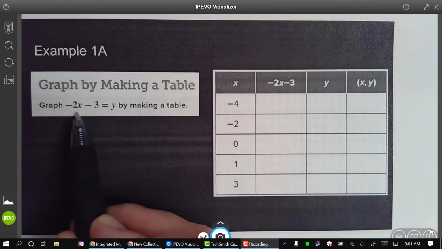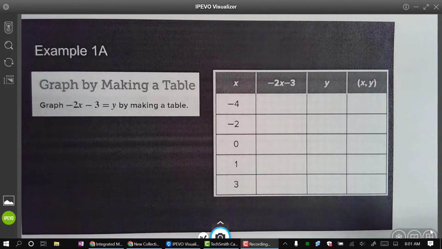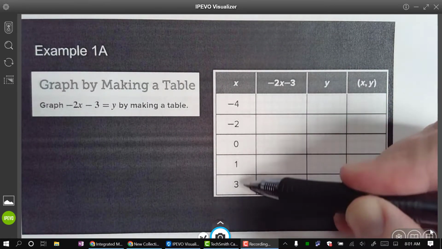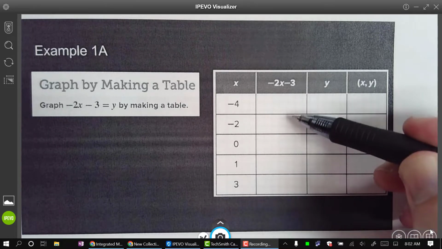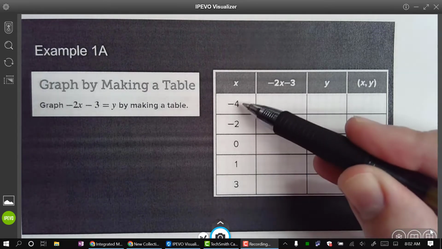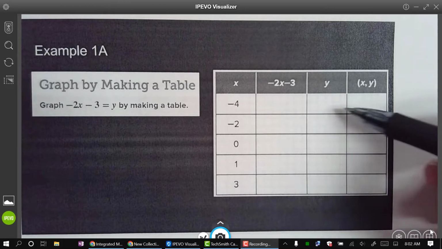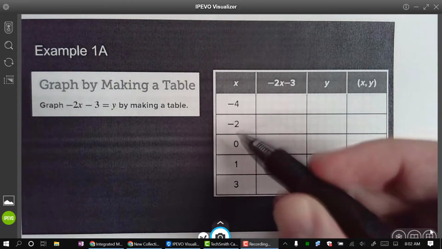So we want to graph this equation right here, negative 2x minus 3 equals y. We're going to use these values for x. So we're going to find out what our y values are when our x's are these values. And then we're going to create ordered pairs out of it. So let's take a look at the first one.